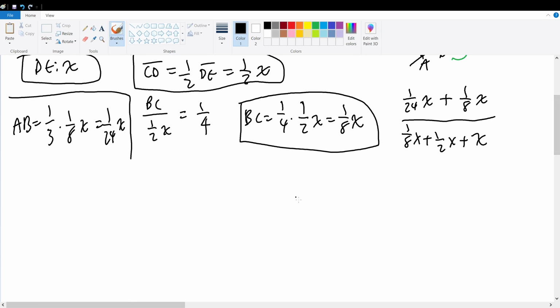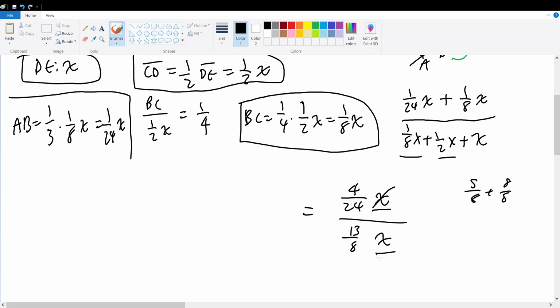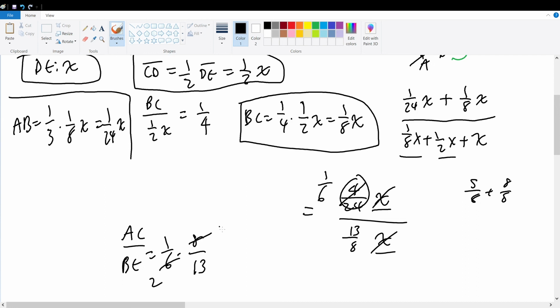What is 1 over 24 X plus 1/8 X? That is the same thing as 4 over 24 X. And what is 1/8 plus half? That is 1/8 plus 4/8, which is 5/8, plus 8/8 will be 13 over 8 X. And X can cancel since they're the same variable. And we can simplify 4 over 24 to be 1 over 6. So hence, the ratio between AC and BE will be the same thing as 1/6 times 8 over 13, which if we simplify this further by 2, will be equal to 4 over 39, which is the solution to our question.